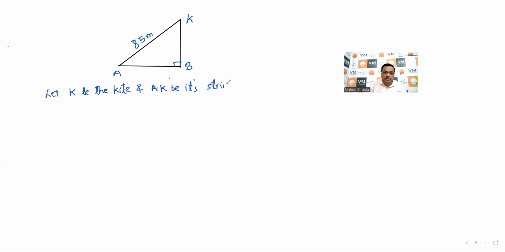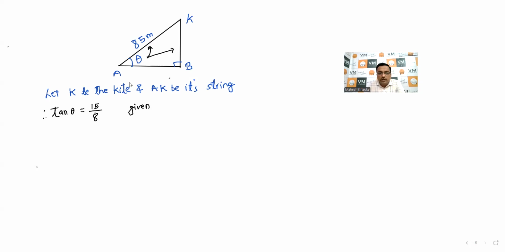So this is the string. Okay, if the string makes the angle theta with the level ground, that is, the string makes an angle, that angle is theta, such that tan theta is equal to 15 by 8, given. Okay, this is the given. How high is the kite? Again we have to find the height of the kite. Now the value of tan theta is given.